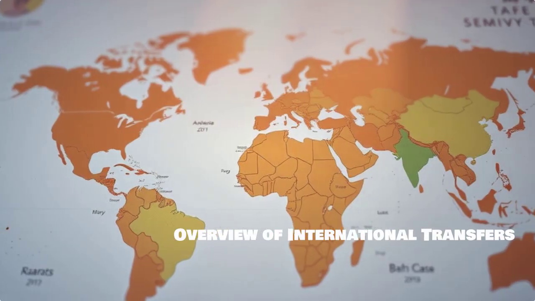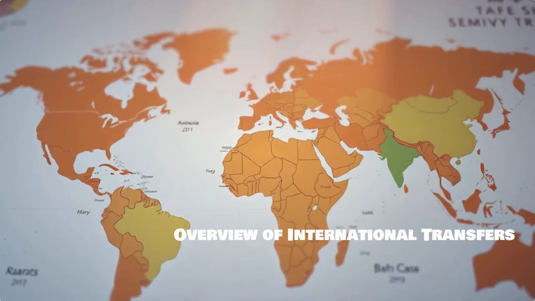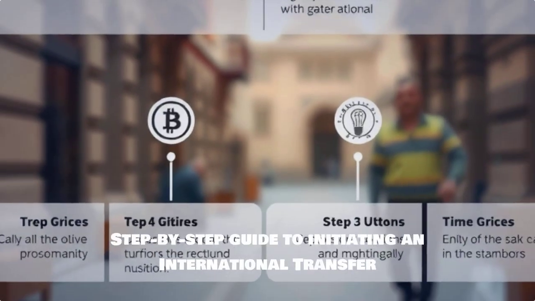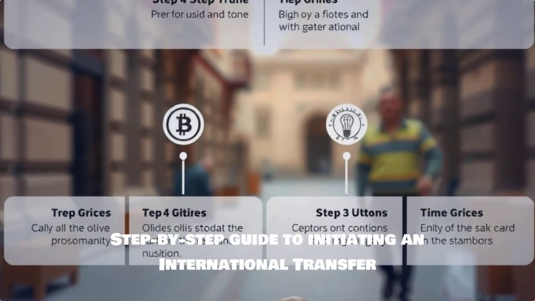Now, let's look at international transfers. Stake Bank makes sending money abroad simple and efficient. To start an international transfer, open the app, select Transfers, and then International Transfer. Follow the guided prompts to enter the necessary information.